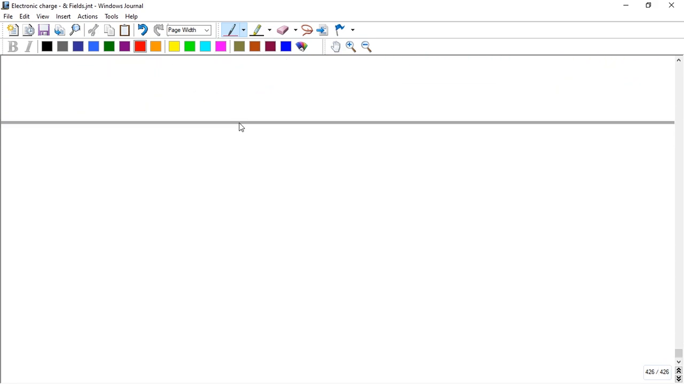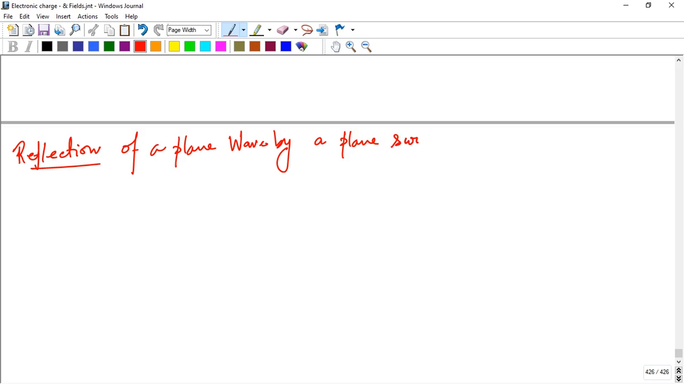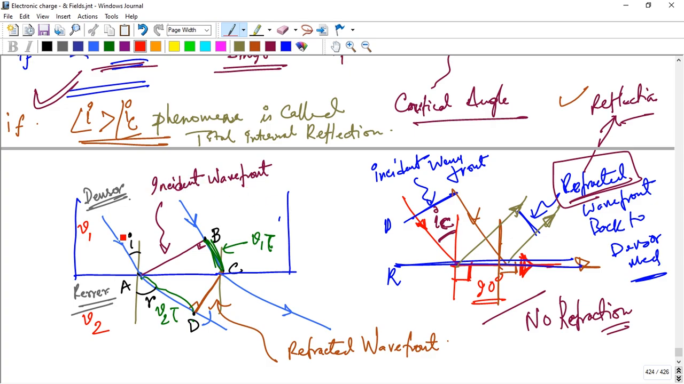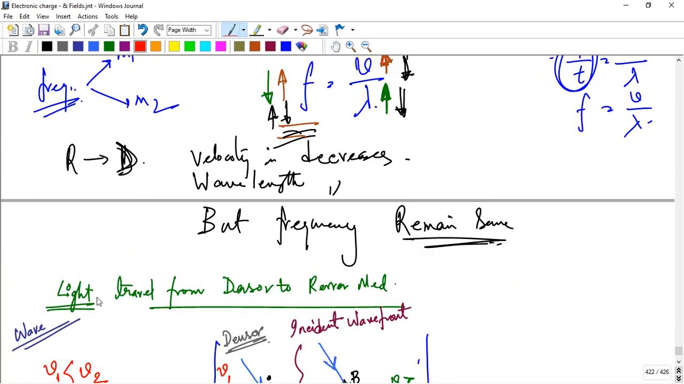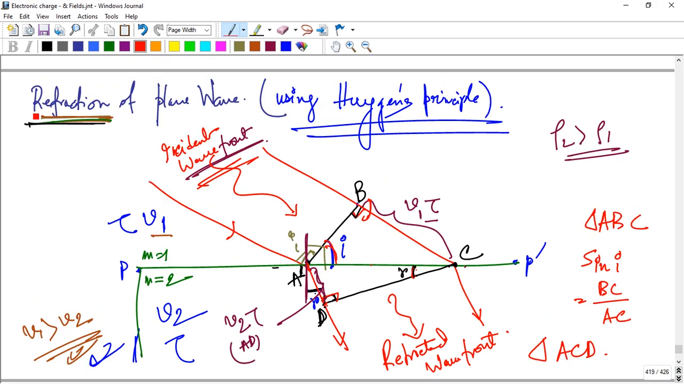Okay. Now we discuss reflection, the reflection of a plane wave by a plane surface. Before this we discussed refraction, light traveling from rarer medium to denser medium, and from denser medium to rarer medium. That's the two parts of refraction.